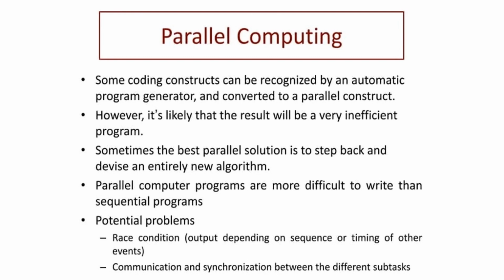Some coding constructs can be recognized by an automatic program generator and converted to a parallel construct. However, it's likely that the result will be a very inefficient program. Sometimes the best parallel solution is to step back and devise an entirely new algorithm. Parallel computer programs are more difficult to write than sequential programs. Potential problems: race conditions, where output depends on the sequence or timing of other events, and communication and synchronization between the different subtasks.